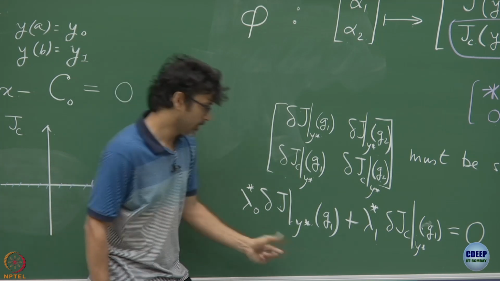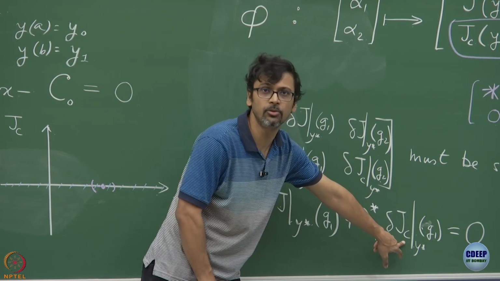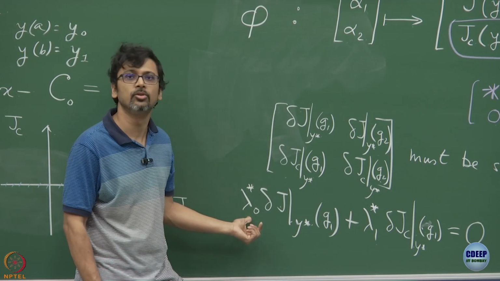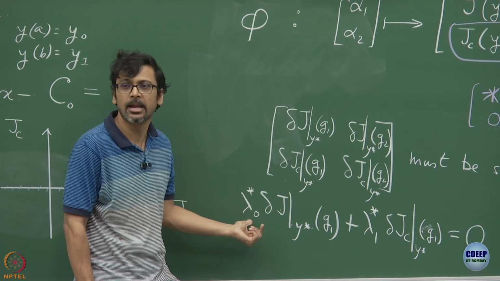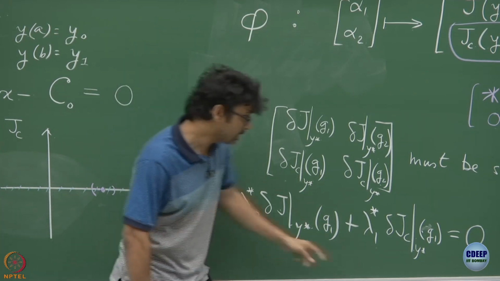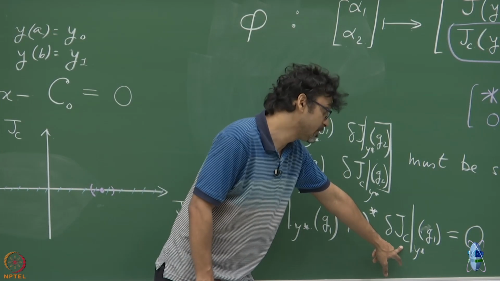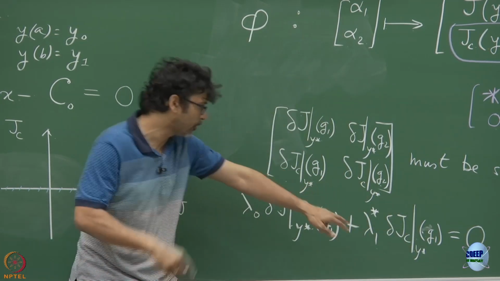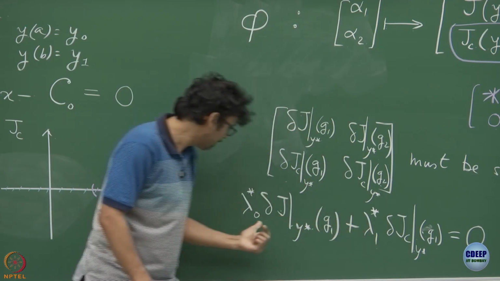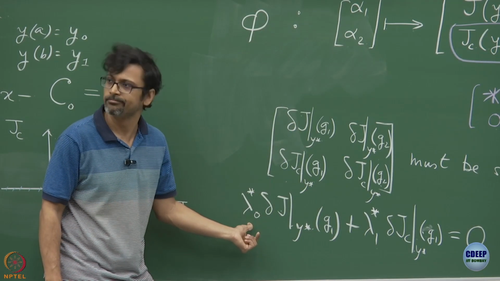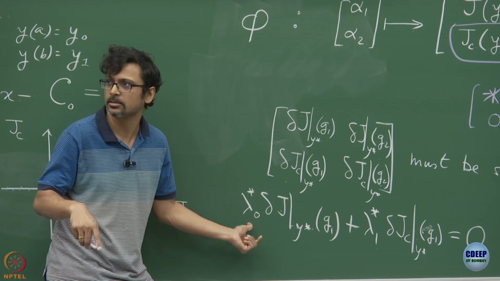Okay? Because if this is already 0 for all possible g1s, then lambda 0 star has to be 0. That's the situation when lambda 0 star is equal to 0. Unless this is going to be 0 for every g1, you find that g1 for which this is not 0, and then lambda 0 star will also not be 0. That's the other way of saying things.